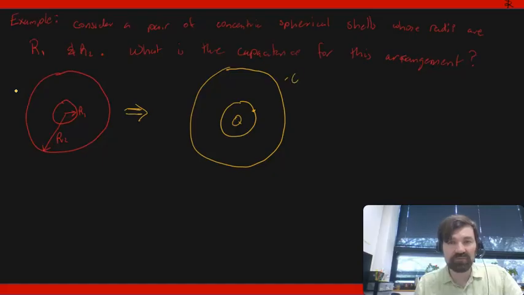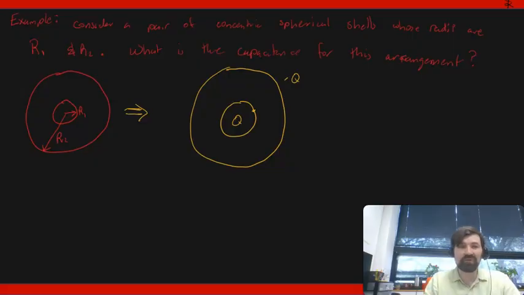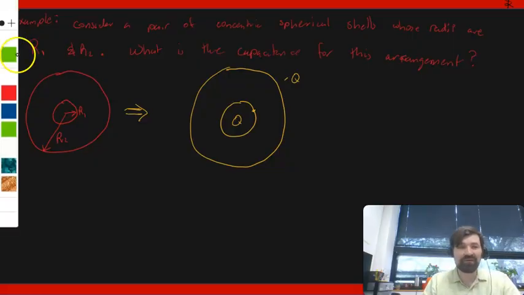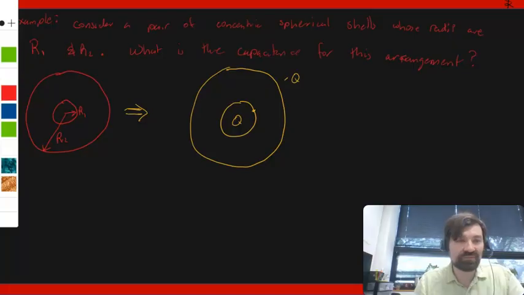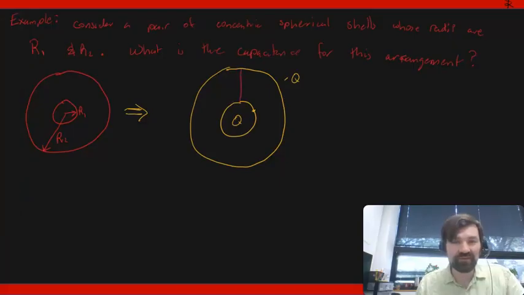So this outer one could have a charge negative Q. By the way, we don't really care which shell has plus Q and which one has minus Q. I'm just drawing it this way for simplicity in some sense. So what would the electric field look like between these two capacitors?